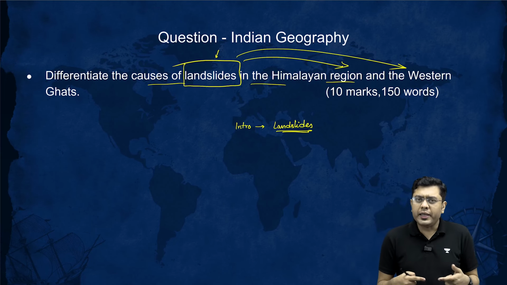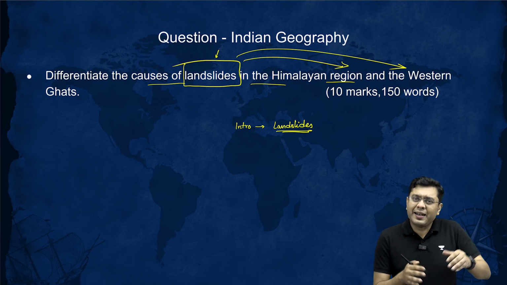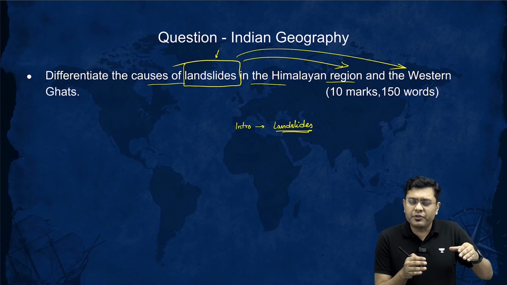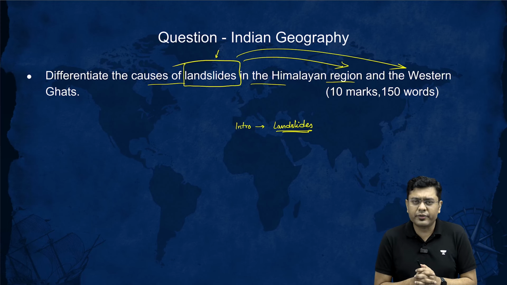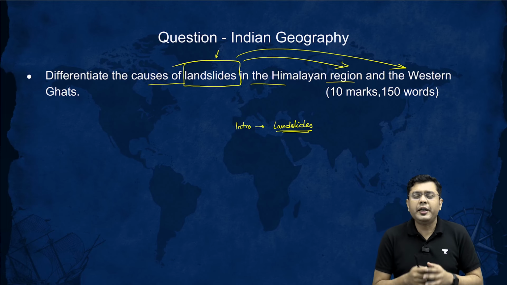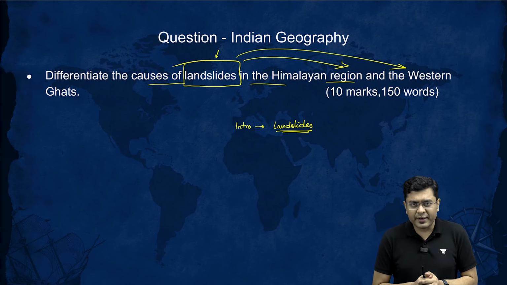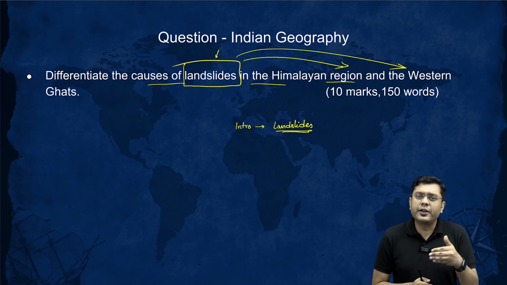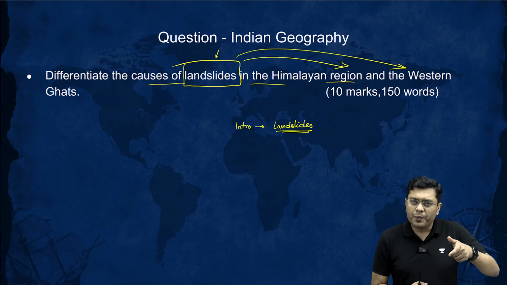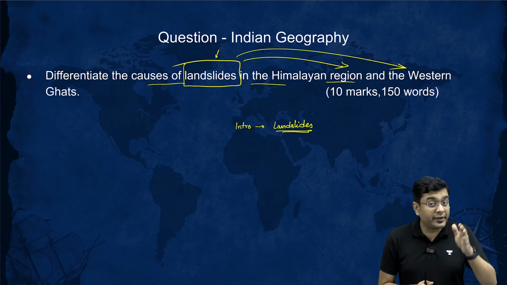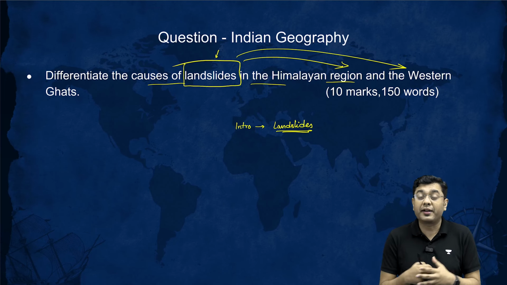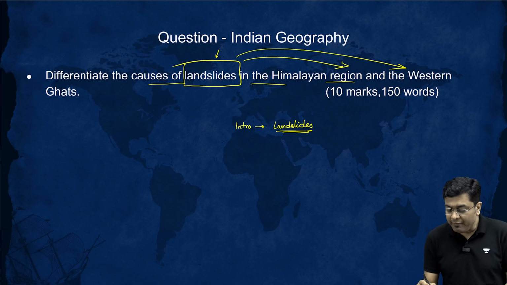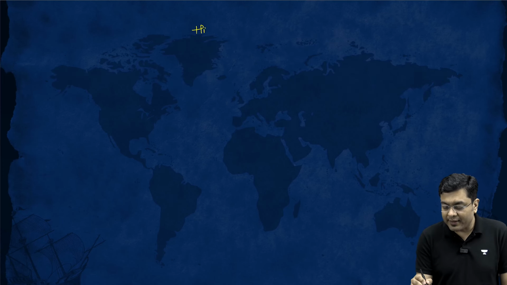Now, in the body, you start with the aspect that India is a diverse country having fragile ecosystems like the Himalayas and the Western Ghats, both of which are very prone to the occurrence of landslides. Then you start talking about what are the factors which lead to landslides in the region of the Himalayas, and what are the factors which lead to landslides in the region of the Western Ghats.